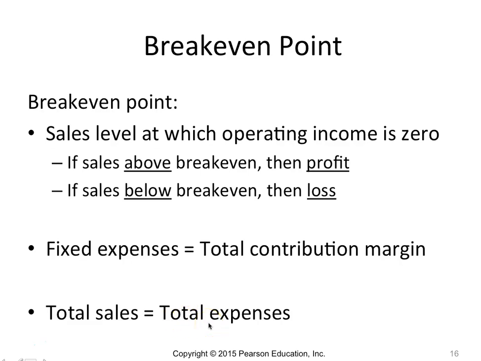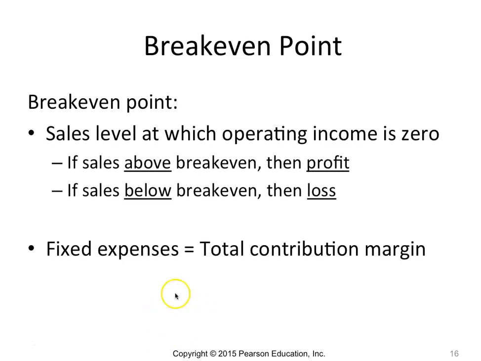Why? Let's do it here. Let's get a pen here. So remember, we have sales minus the variable cost or variable expenses. That will be the contribution margin. So we have a CM. Then CM minus fixed.